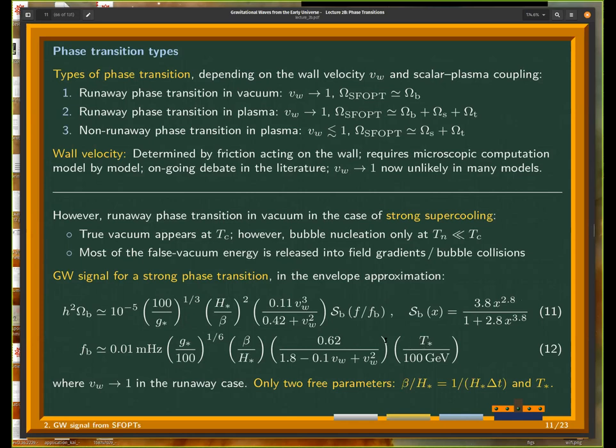All right. In the case of a runaway phase transition, where the velocity really goes to one, we are only left with two parameters. One is beta over H. It always appears in this combination. Beta over H is the free parameter. And then just the temperature of the phase transition, T star. So type number one, a runaway phase transition in vacuum, is a simple scenario that just depends on two free parameters, beta over H and the temperature.